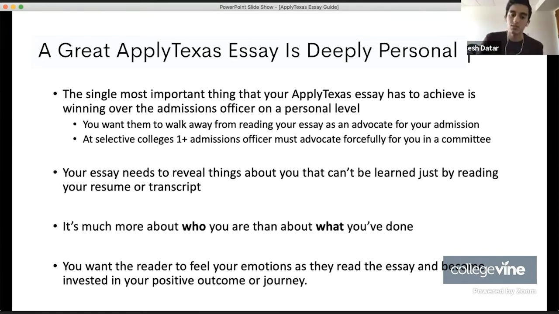Your essay also needs to reveal things about you that can't be learned just by reading your resume or transcript. Again, a lot of applicants will have similar GPA, test scores, extracurriculars as you, and they want to see something beyond that. They want to see thematic elements. They want to see what motivates you. What are you passionate about? How do you respond emotionally and personally to various situations? That cannot be tangibly calculated in statistics and GPA and test scores, stuff like that, right?